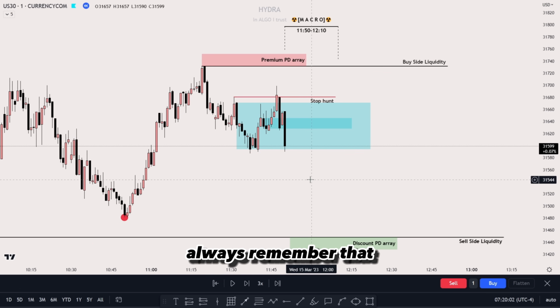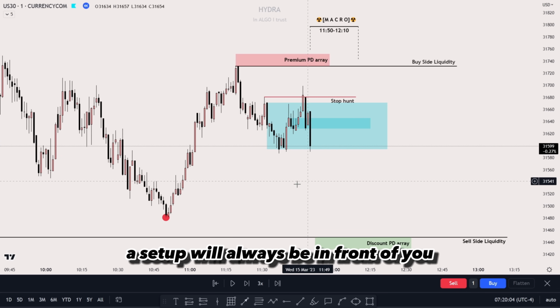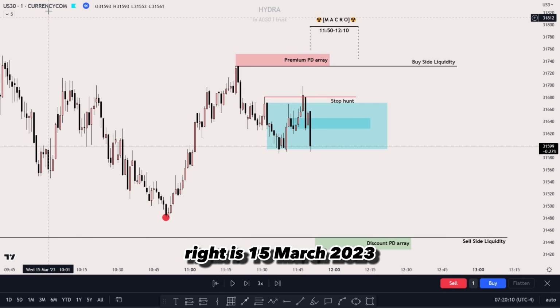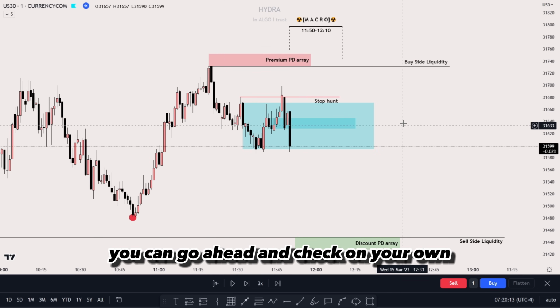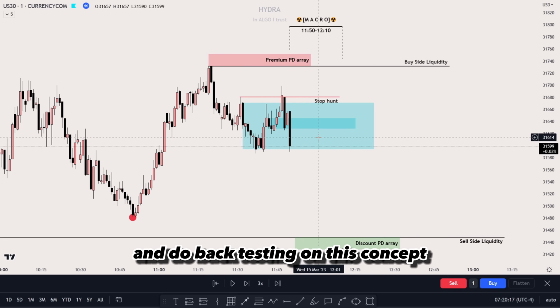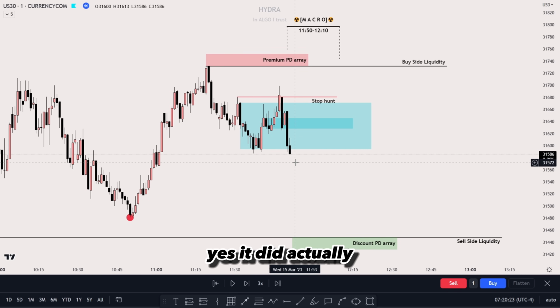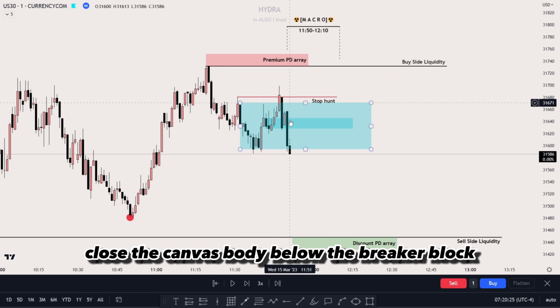Always remember that a setup will always be in front of you. I'm showing these examples to you from the same day, right? It's 15 March 2023, same pair US 30. You can go ahead and check on your own and do back testing on this concept. So let's see if price closes the candle's body below the breaker block here. Yes, it did actually close the candle's body below the breaker block.